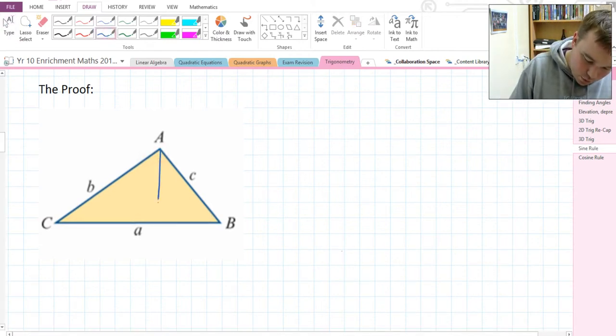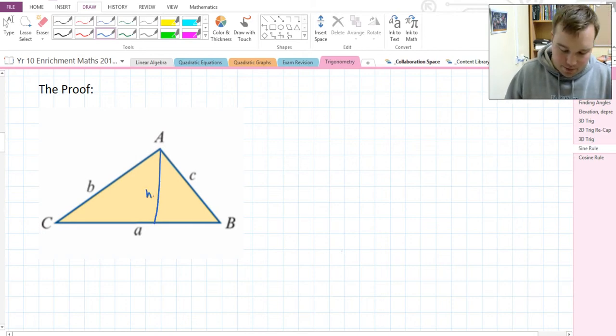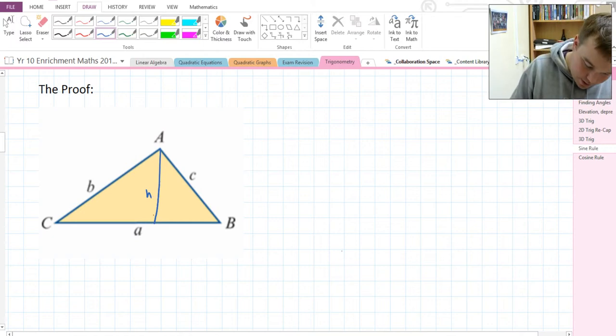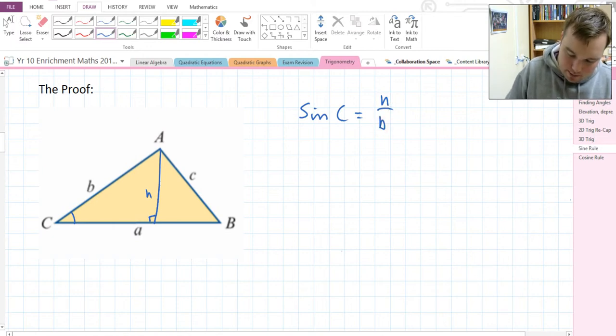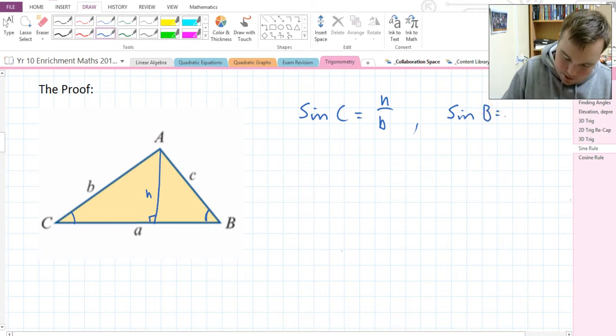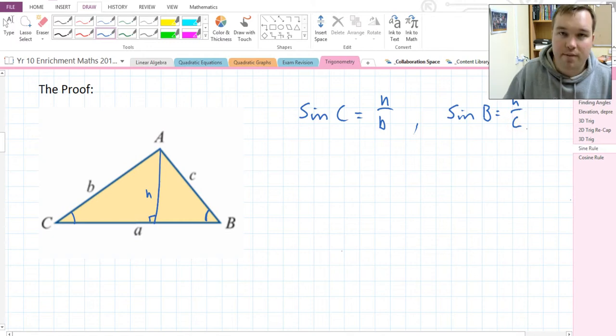In the actual rule, we drop a line down here and call it the height. Then, looking at the left-hand side of the equation, this becomes a right angle triangle. We look at angle C. Sine C is equal to opposite, which is the h, over the hypotenuse, which is b. Similarly, on the other side here, sine B, the angle, is equal to the opposite, h, over the hypotenuse c.